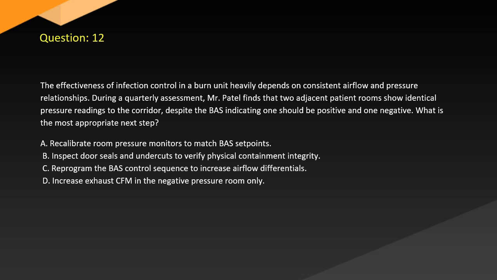A. Recalibrate room pressure monitors to match BAS set points. B. Inspect door seals and undercuts to verify physical containment integrity. C. Reprogram the BAS control sequence to increase airflow differentials. D. Increase exhaust CFM in the negative pressure room only.